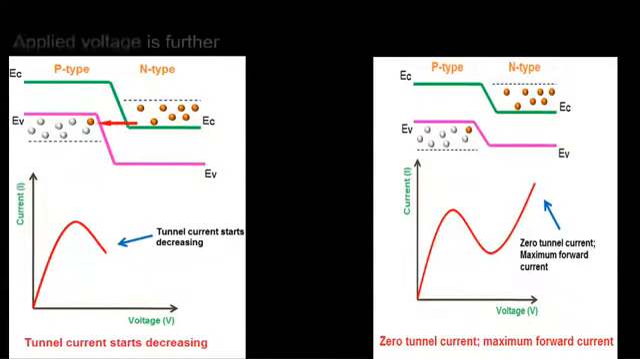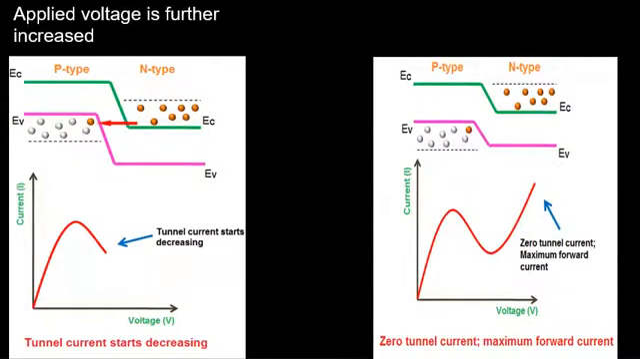Here you can see that when the applied voltage is further increased, the tunnel current, instead of increasing, starts decreasing. So the tunnel current starts decreasing when the applied voltage is further increased. Why does it start decreasing instead of increasing?